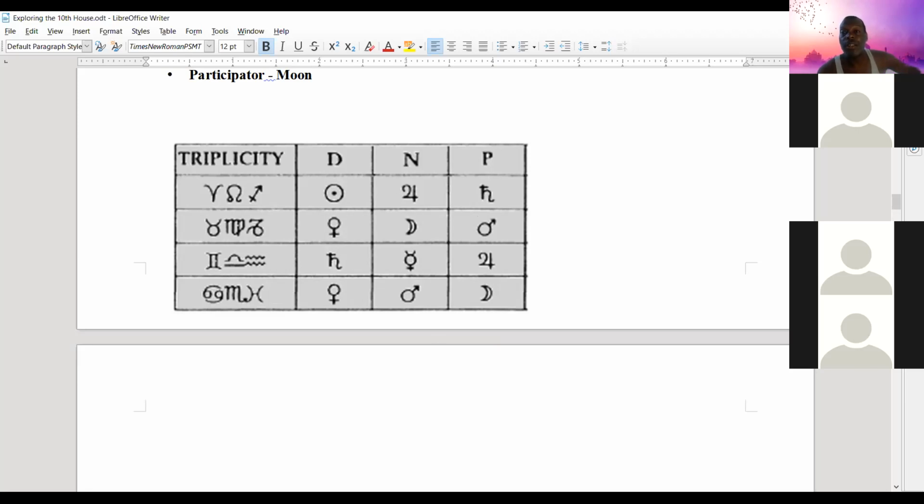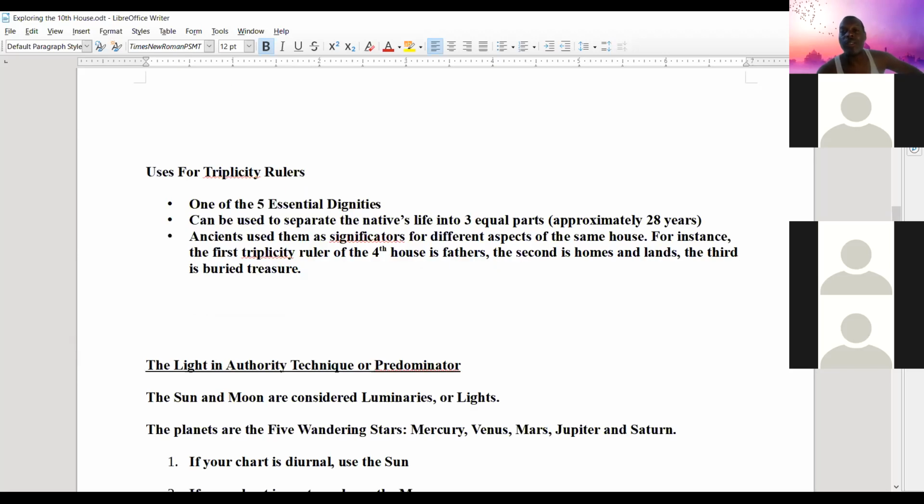Also, remember, here's the thing: a malefic planet can act benefically. A benefic planet can act malefically. Often, the indicators will be mixed. It's for us to figure out what those mixtures really represent.